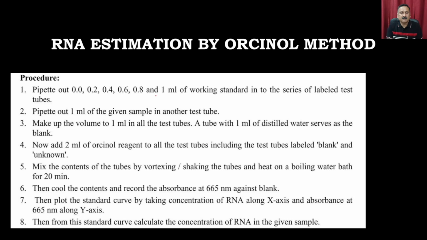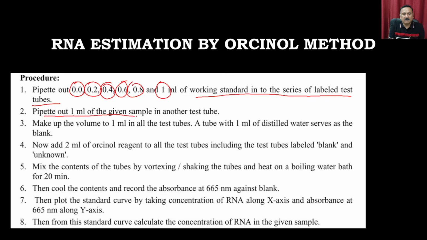And then the procedure. You pipette out different amounts of the RNA, like 0.2, 0.4, 0.6, 0.8 and 1 ml, as a working standard into a series of labeled test tubes. Then you pipette out 1 ml of the given sample in another test tube. Make up the volume to 1 ml in all the test tubes. The test tube with 1 ml of distilled water serves as a blank, right?